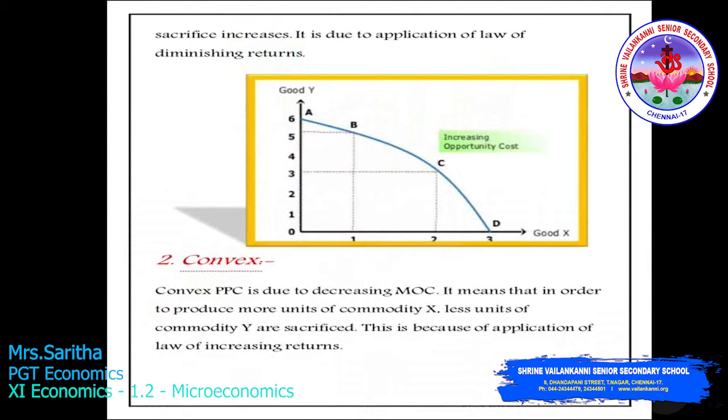Convex. Convex PPC is due to decreasing MOC. It means that in order to produce more units of X commodity, fewer units of Y commodity are sacrificed. This is because of the application of the law of increasing returns. So it's a convex shape.